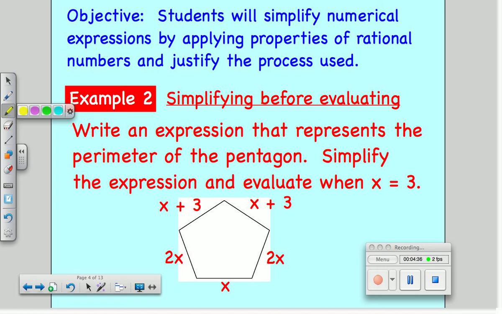On this one, I just want you to write perimeter of the pentagon and draw a picture of the pentagon. Don't forget to label each side with the value for that side. The top two portions are x plus 3, the sides are 2x, and the bottom is x. To find the perimeter, we simply add all the sides. Even though you still have to write x equals 3, we're not going to worry about that yet. I don't want to do substitution yet. First, we're just going to worry about adding all those sides together.